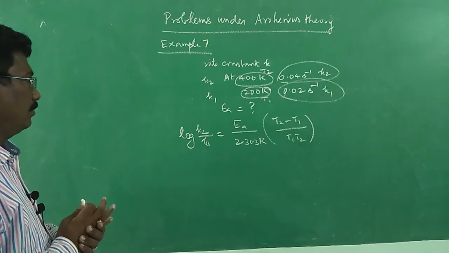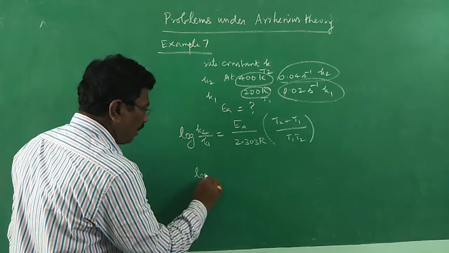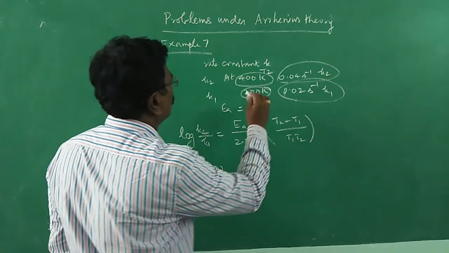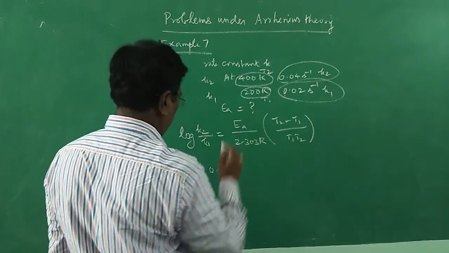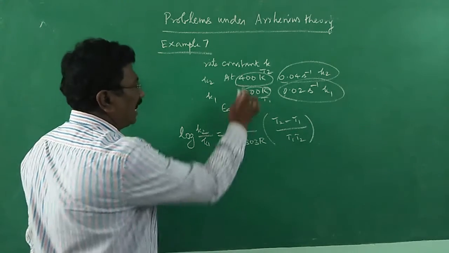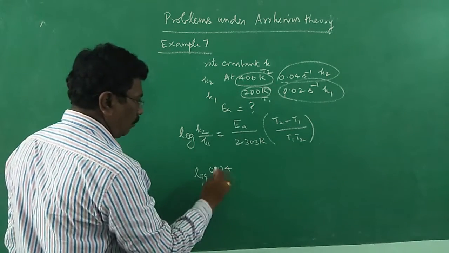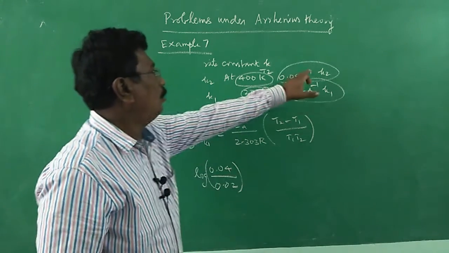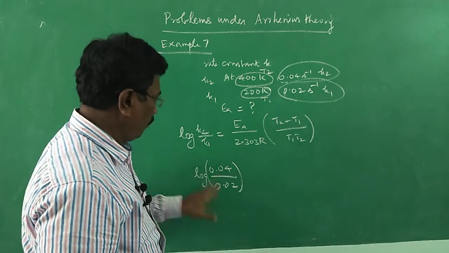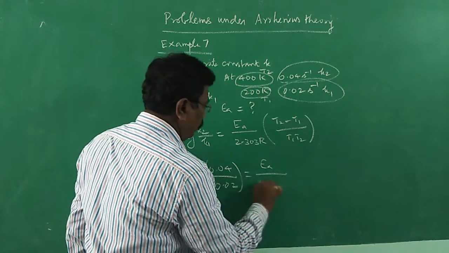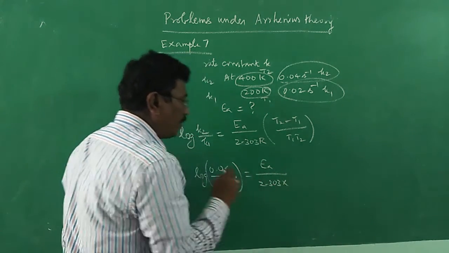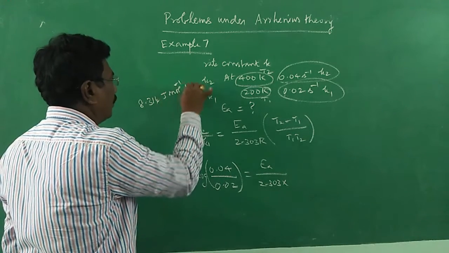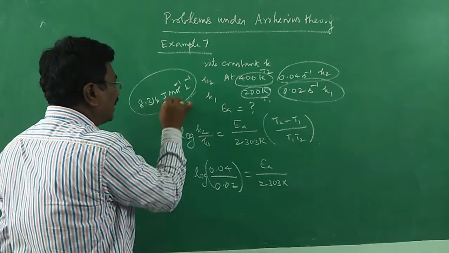Now, how to do the calculation? The value of K2 is given as 0.04. At higher temperature, rate constant is higher, 0.04. K1 at 200 Kelvin is 0.02. K2, K1, T2, T1 I have substituted. Ea is asked. 2.303. What is the value of R? You should know the value: 8.314 joule per mole per Kelvin. Don't forget it is given in joule.